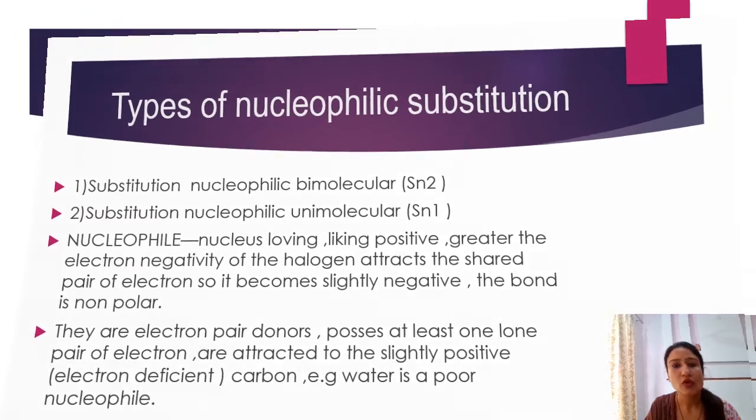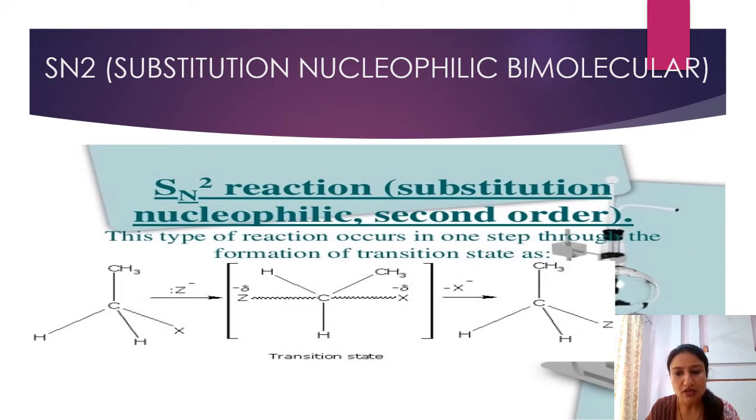So now, having covered the nucleophile, we continue with the substitution nucleophilic bimolecular reactions, SN2. These follow second order kinetics. This type of reaction occurs in one step through the formation of a transition state, as you see in the picture. This is known as a bimolecular reaction. It is depicted as a bimolecular nucleophilic displacement reaction.